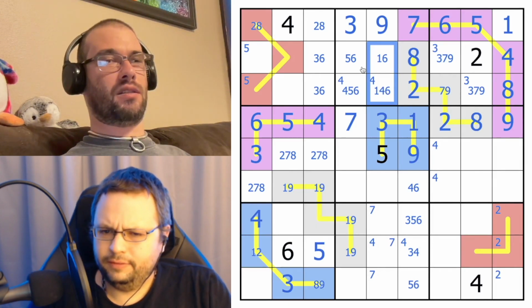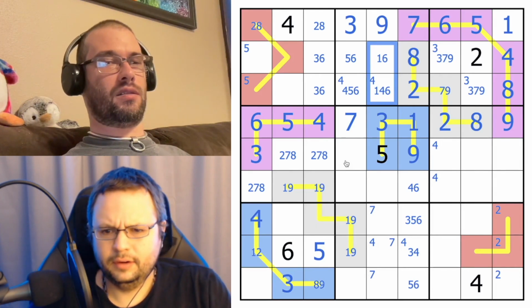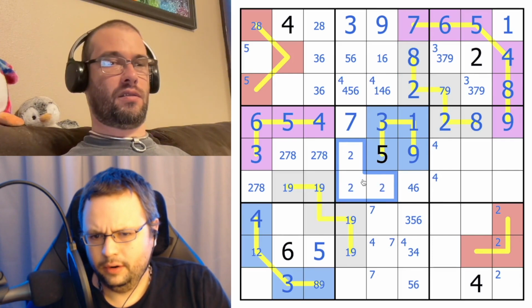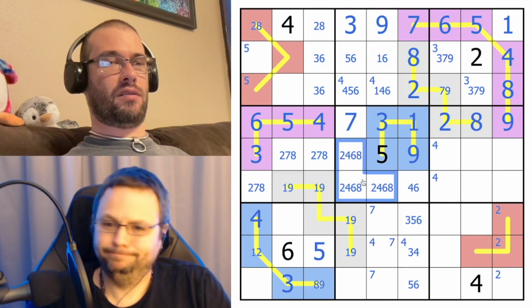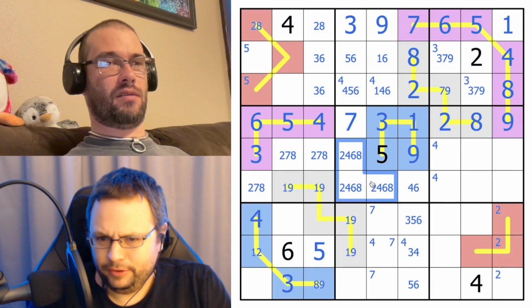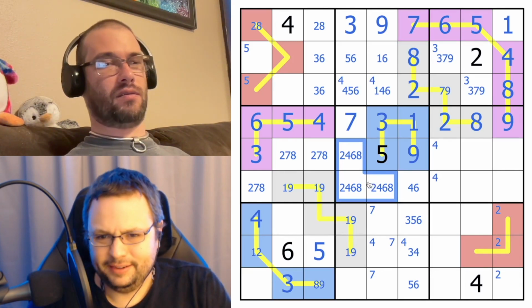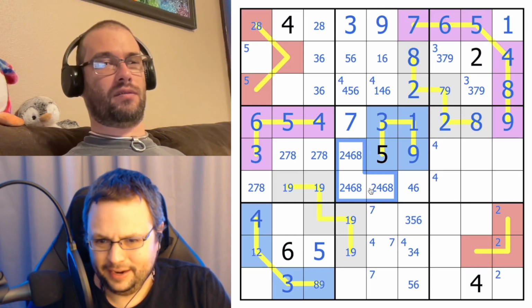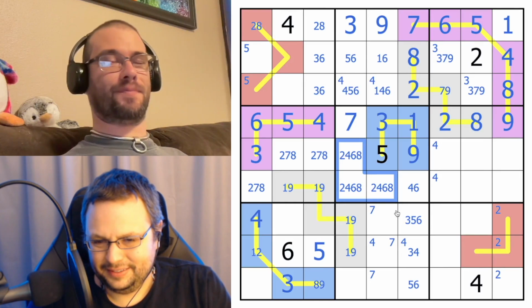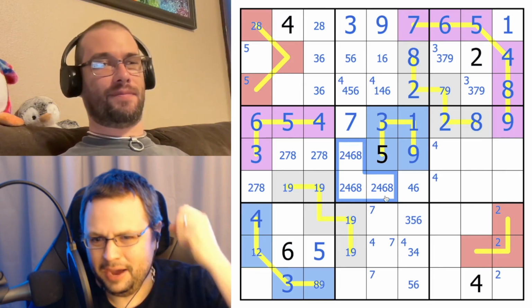Let's do box five while we're at it. 2, 4, 6, 8. Amusingly enough. Which, unfortunately, unlike the previous one, I think tells us literally nothing. I don't think we get a single elimination. Yep.